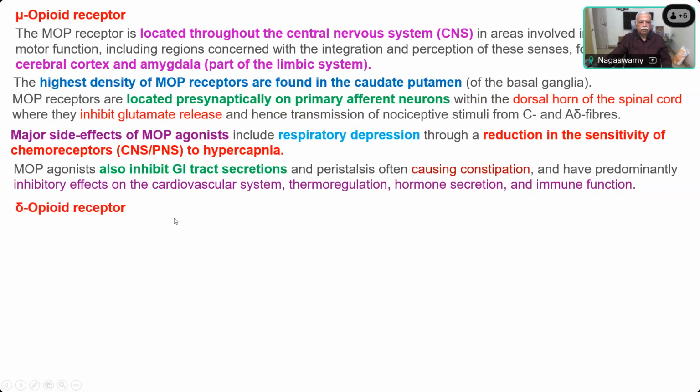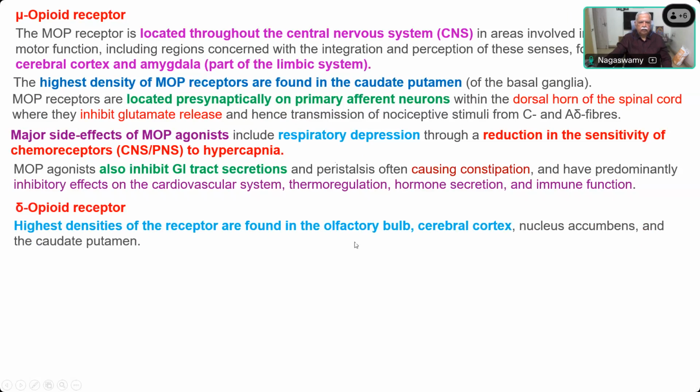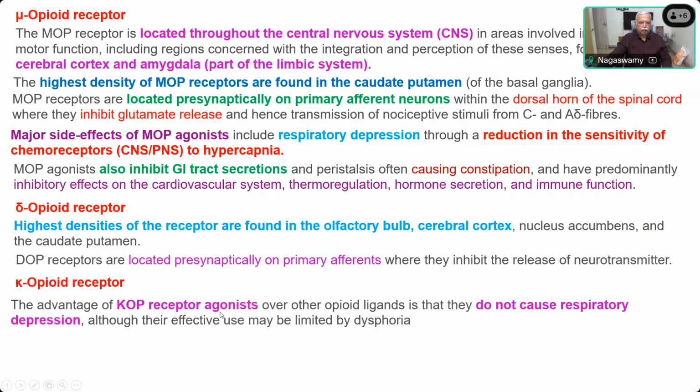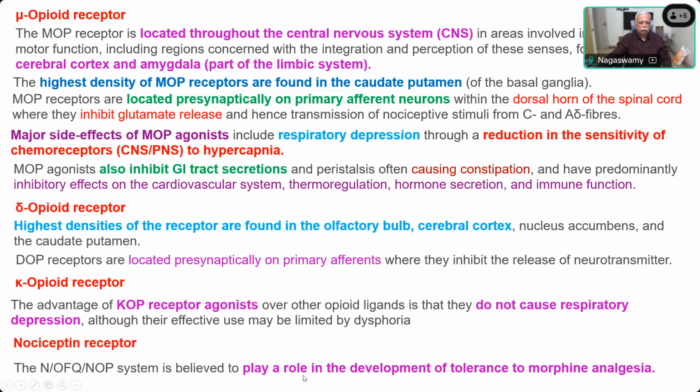And the delta receptors, they are found mostly in the olfactory bulb and cerebral cortex, nucleus accumbens and caudate and putamen. And they are located presynaptically again, like your MOP receptors, and they inhibit the release of neurotransmitter also. And the kappa opioid receptors, they don't cause respiratory depression, but they are responsible for the dysphoria that can happen when the opioids are taken. And the nociceptive receptor, they play a role in the development of tolerance to morphine analgesia.